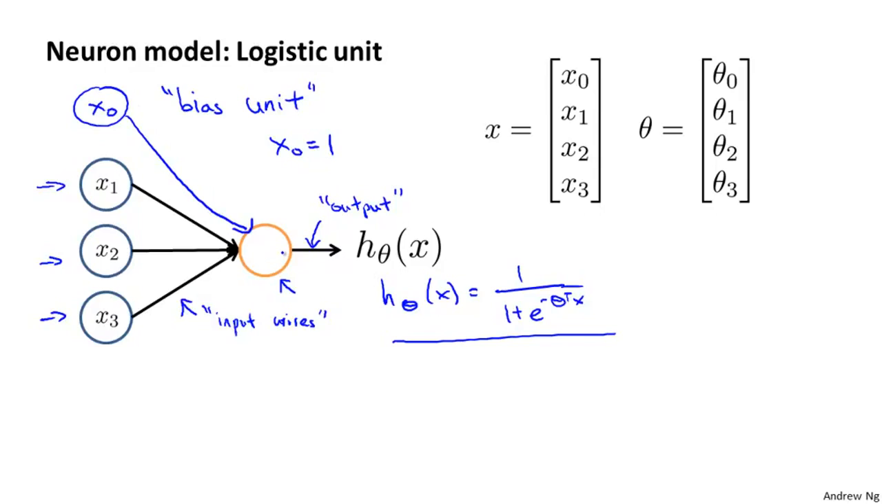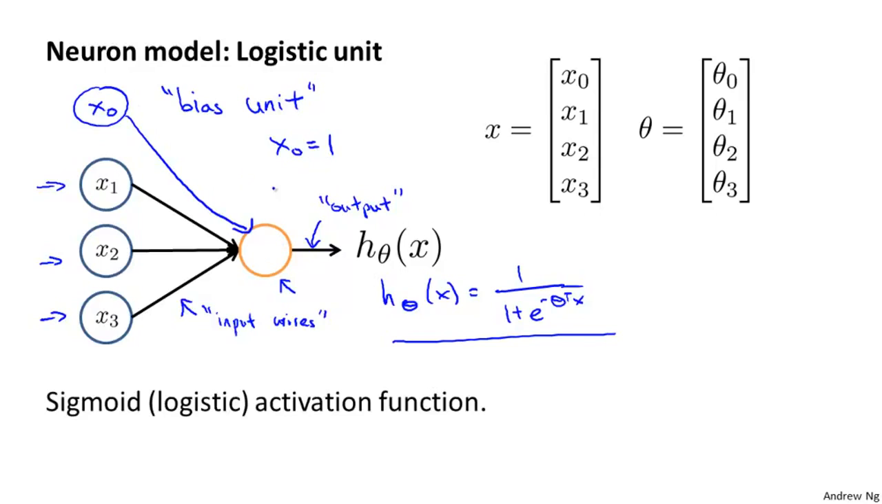Finally, one last bit of terminology. When we talk about neural networks, sometimes we'll say that this is a neuron, or an artificial neuron, with a sigmoid or a logistic activation function. So this activation function in the neural network terminology is just another term for that function, for that nonlinearity g of z, equals 1 over 1 plus e to the negative z.